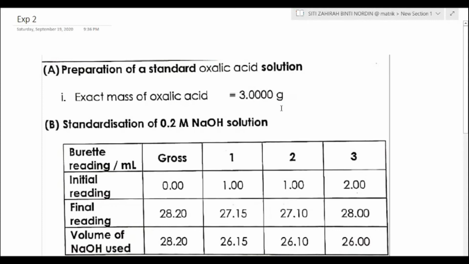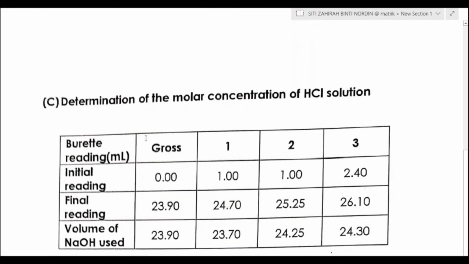So for experiment 2, we'll just be doing the calculation, the exercise, and the conclusion in the journal. You don't have to do a lab report for this. Okay, so let's start with the result section first. So let's say this is my result for part A, part B, and part C.